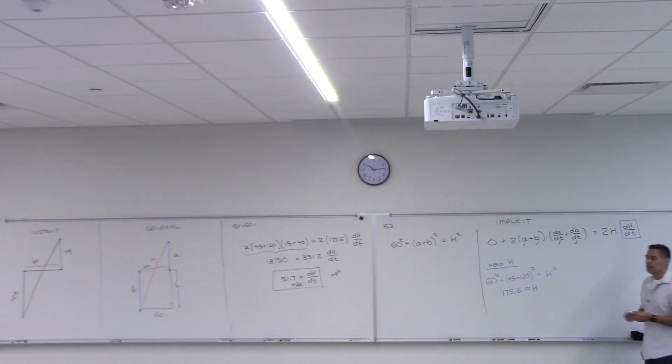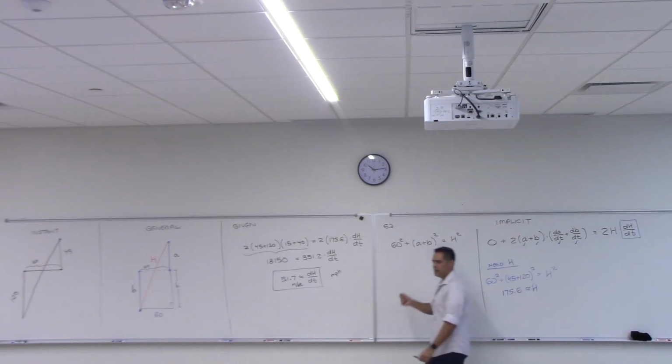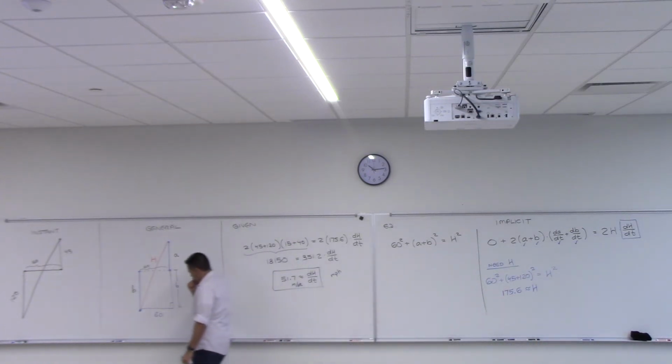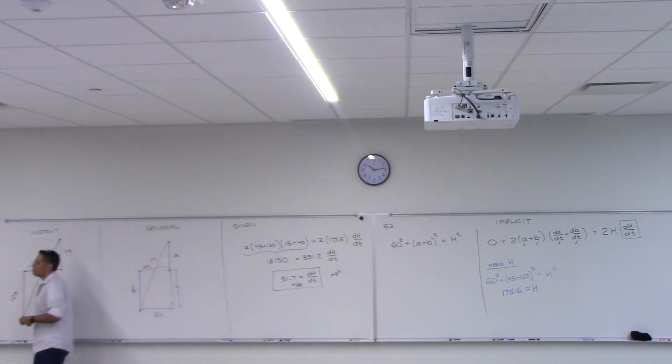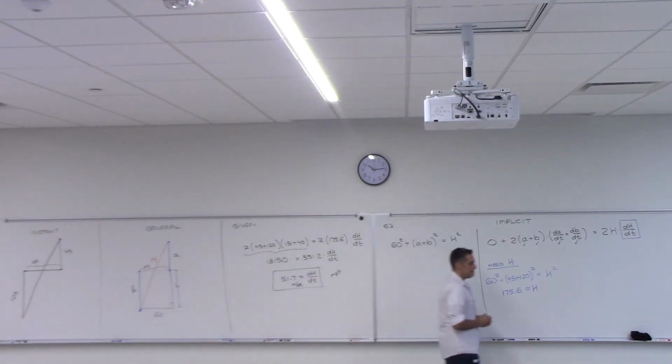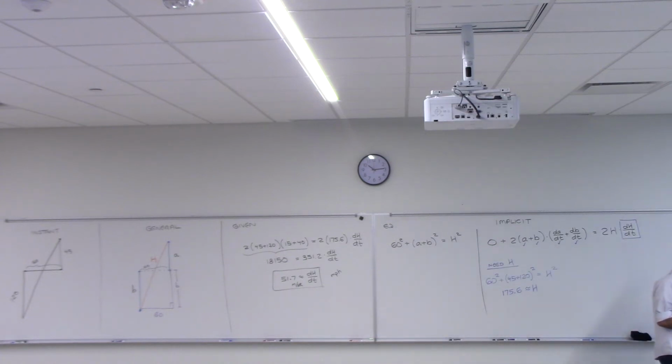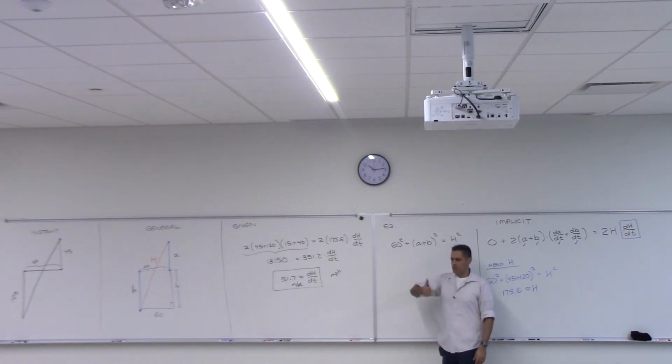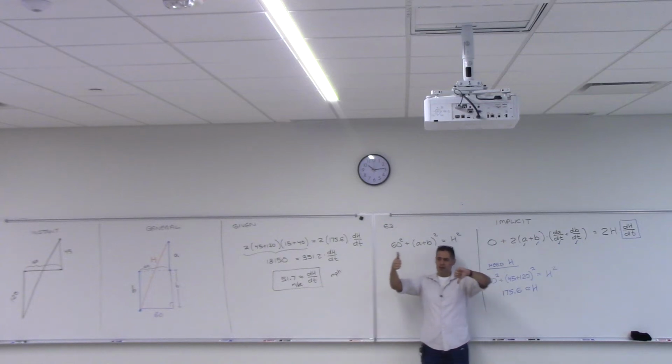That's how fast the two ships are moving apart at 5 p.m., at exactly that moment. What if you did this problem and you got an answer of 60 miles per hour? What would you think if your answer was 60? How fast is ship A moving? 15 miles per hour. How fast is ship B moving? 40 miles an hour, right? They're 60 miles apart, right?